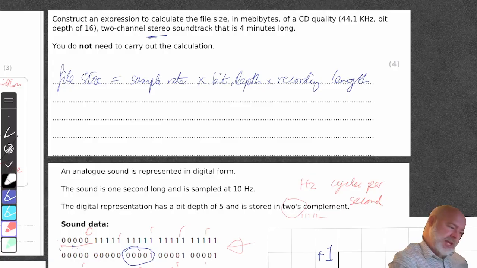The sample rate is 44.1 kilohertz. So you could write it as 44.1 times 1,000, or I guess you could just write it like that. Either are going to be okay, and then times by the bit depth 16.